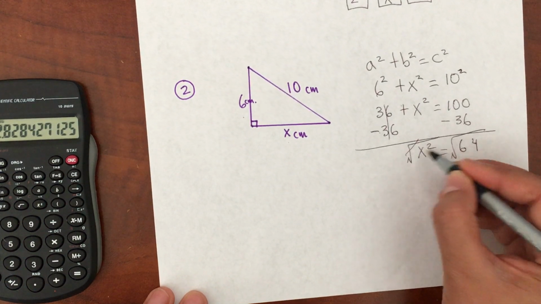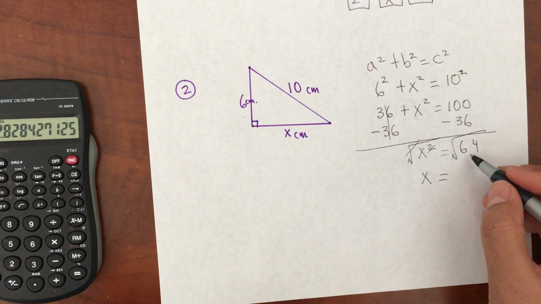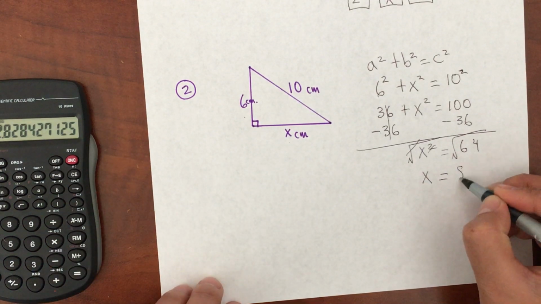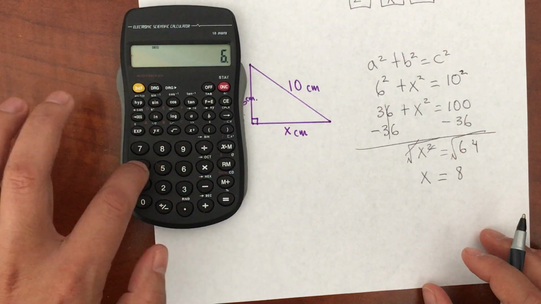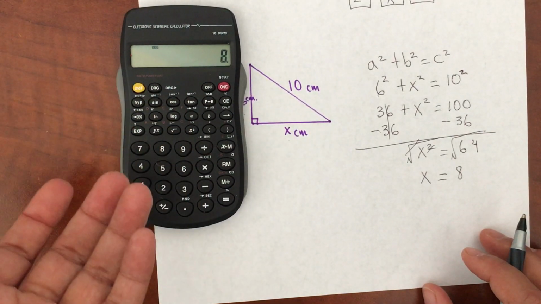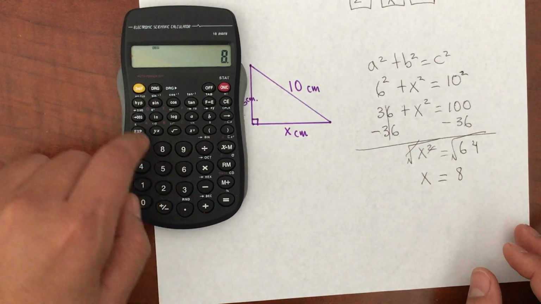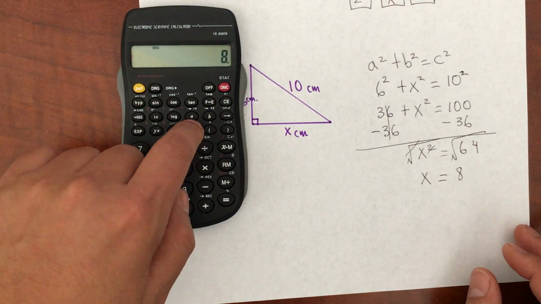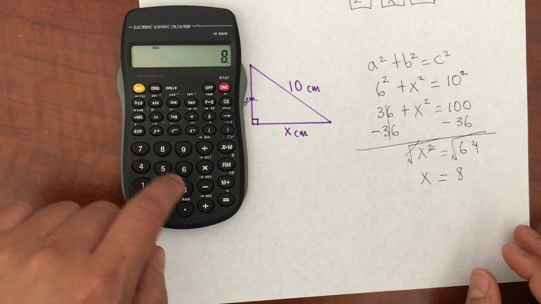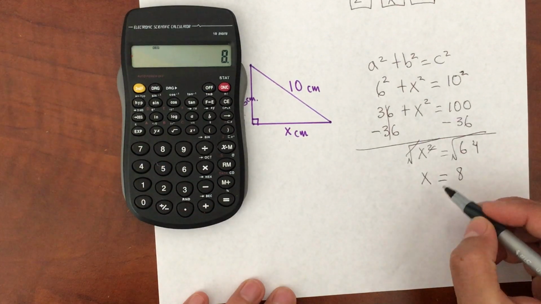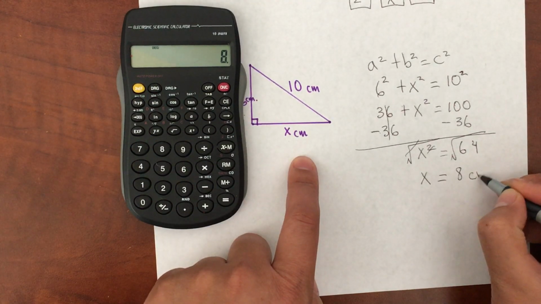Take the square root of both sides. And so my X is equal to, I already know that 8 times 8 is 64. But if you're not sure, you can always, again, go to your calculator, press 64, and then the square root. Or the other way around. Second, the square, because sometimes the square root is back there. And then the number 64 equal. Okay? So this is going to be X is equal to 8 centimeters.